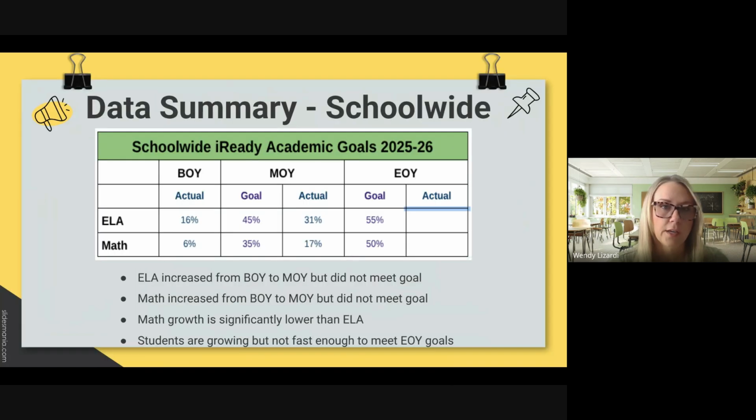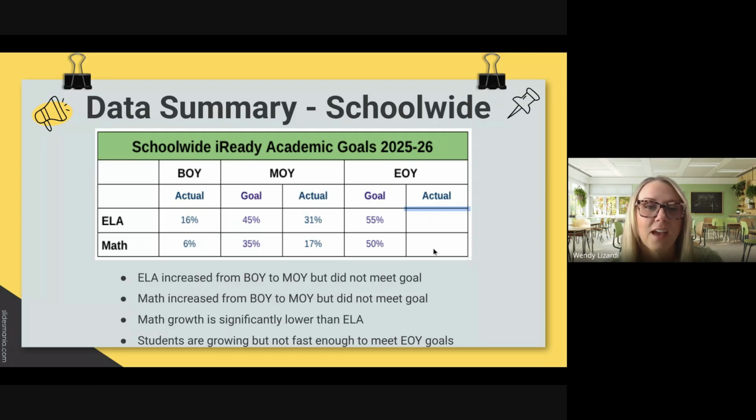Okay, thank you for sharing all of those findings. Hopefully it kind of goes along with what we're seeing in our instructional coaching and admin side of things as well. So here we have our data. This slide is showing our school-wide iReady data from the beginning of the year to the middle of the year. We also have on this slide our actual and our goal for beginning of the year, here in this column. And then we have over here the goal, and then our actual, and then our goal for end of year, and then we'll actually put our actual here.